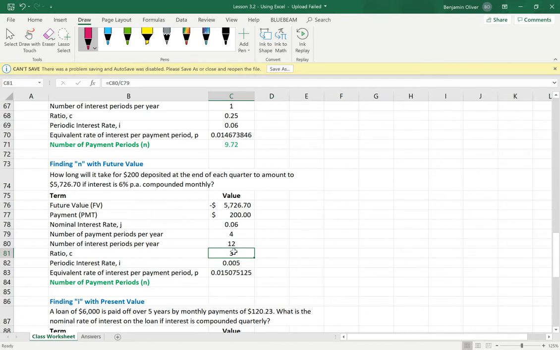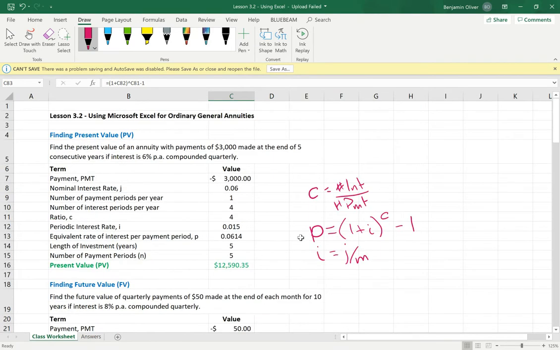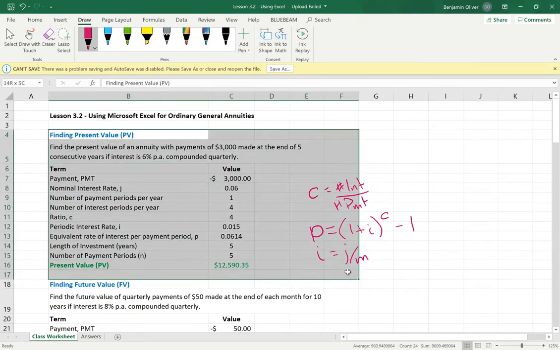And I know I'm saying this over and over. The reason it's automatic is because I've used the same formulas that I did in the first example for finding a present value all the way up here at the top. Okay.